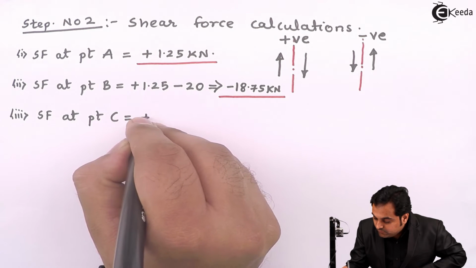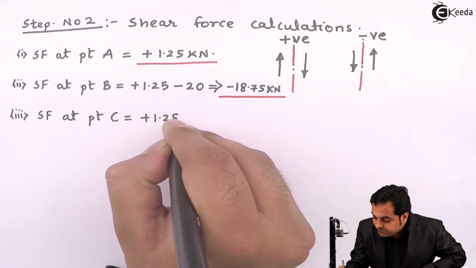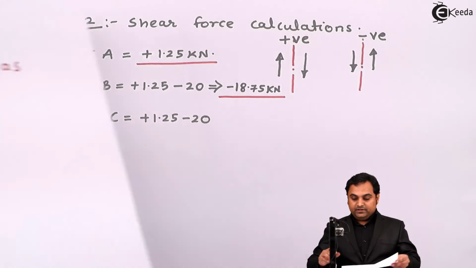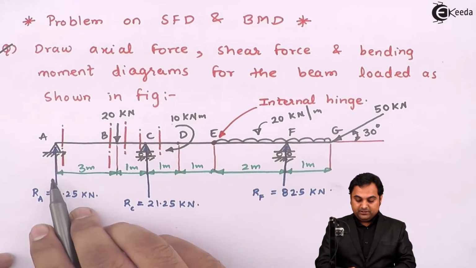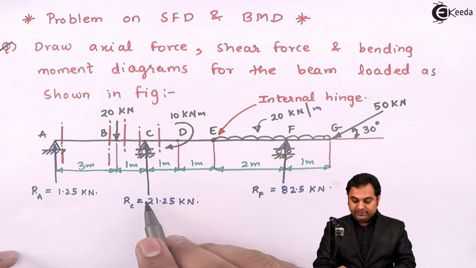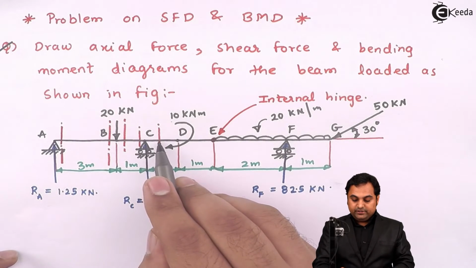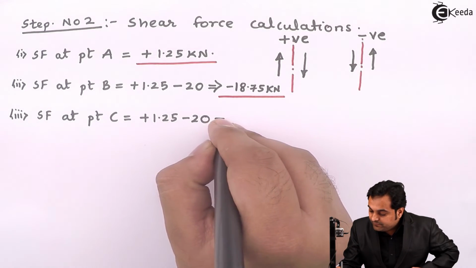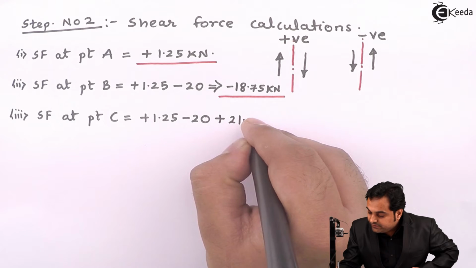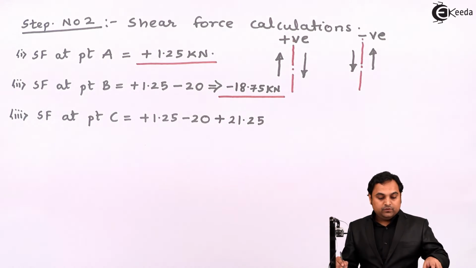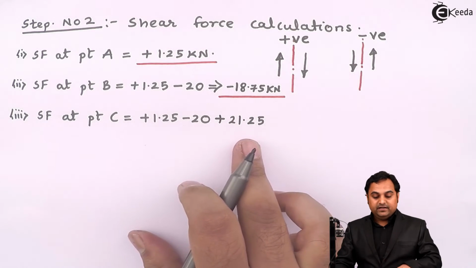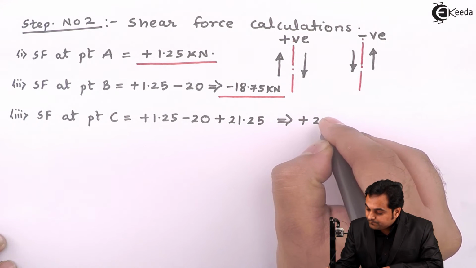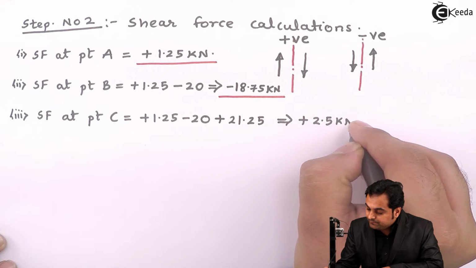is equal to plus 1.25 minus 20, that is, RA is upward, so plus 1.25 minus 20 and plus RC, because it is to the left of the section and upward, so positive, that is plus 21.25. On calculating this, I'll get the answer as plus 2.5 kilonewton.